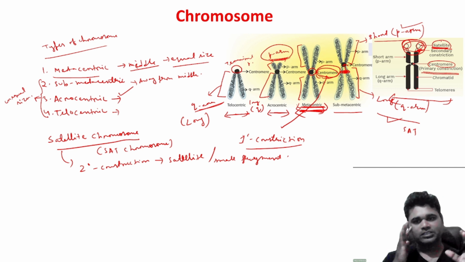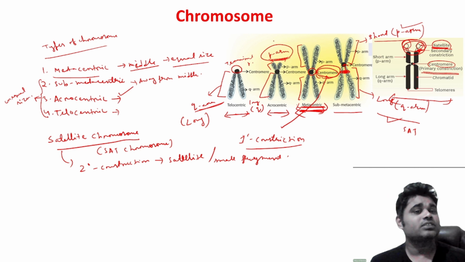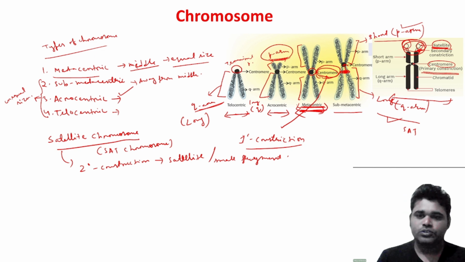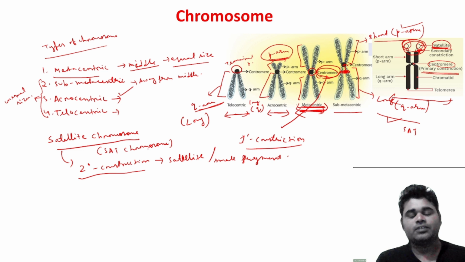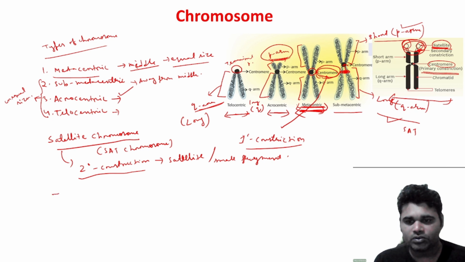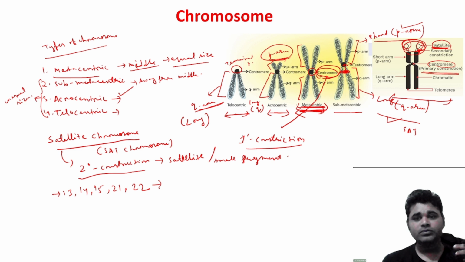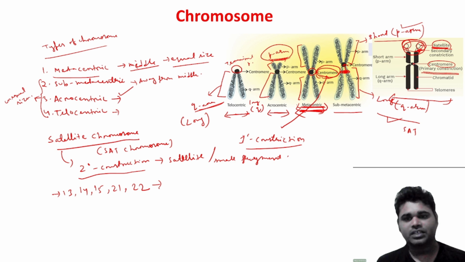So that's why in the satellite chromosomes, because of the presence of the secondary constriction, the satellite, or the small fragment, is formed. So the two constrictions are present in the satellite chromosomes. Not all the chromosomes are satellite chromosomes. Some chromosomes contain satellite. Which chromosomes? In human beings, it is the 13, 14, 15, 21 and 22 chromosomes. So these 5 chromosomes form the satellite or the secondary constriction. That means these 5 chromosomes are called the SAT chromosomes or the satellite chromosomes.